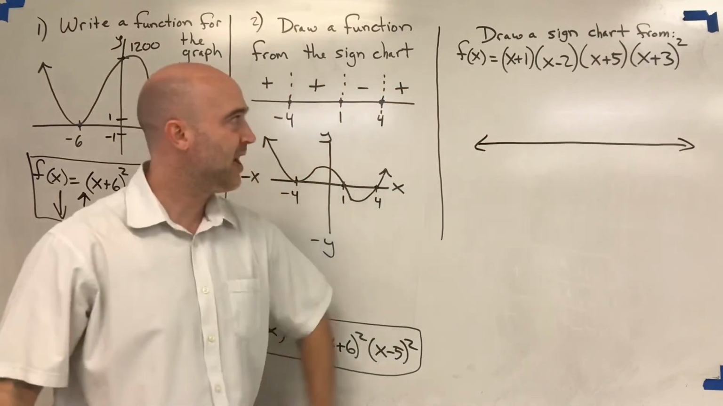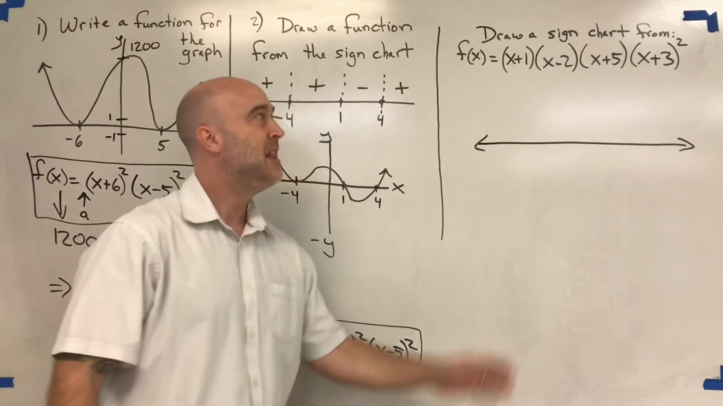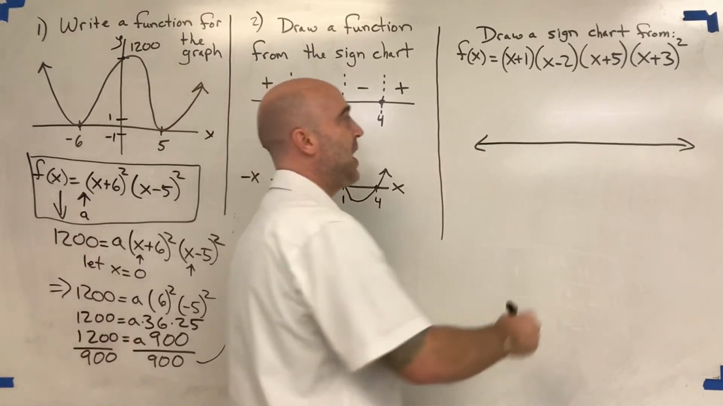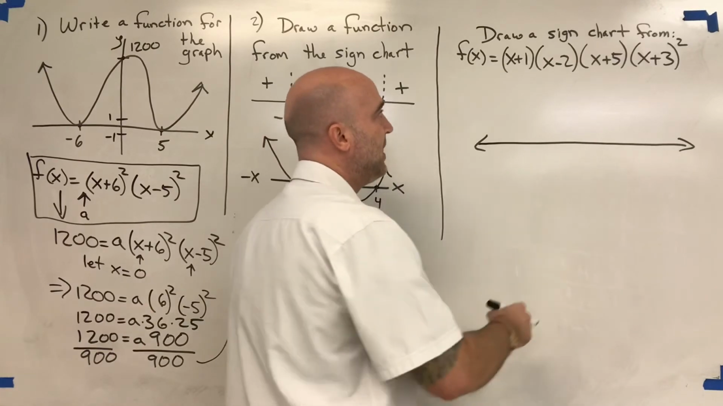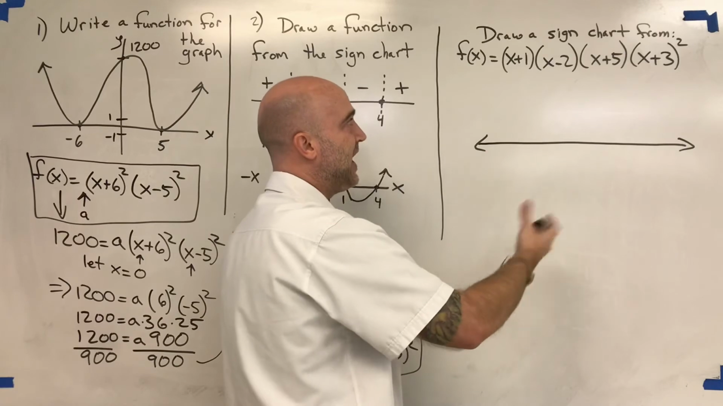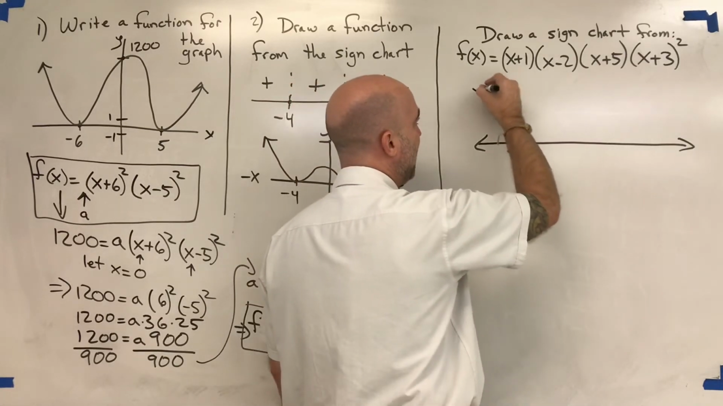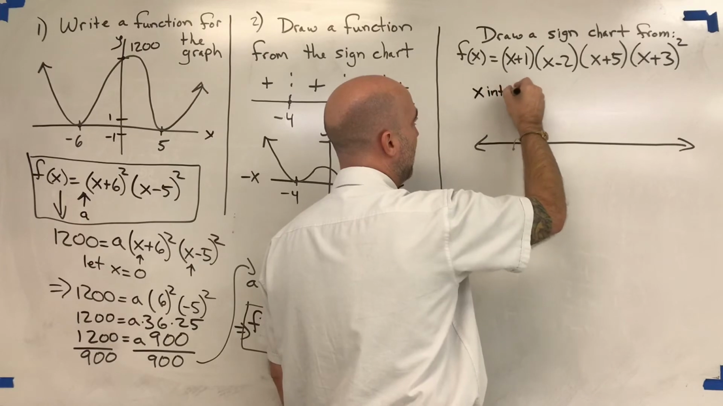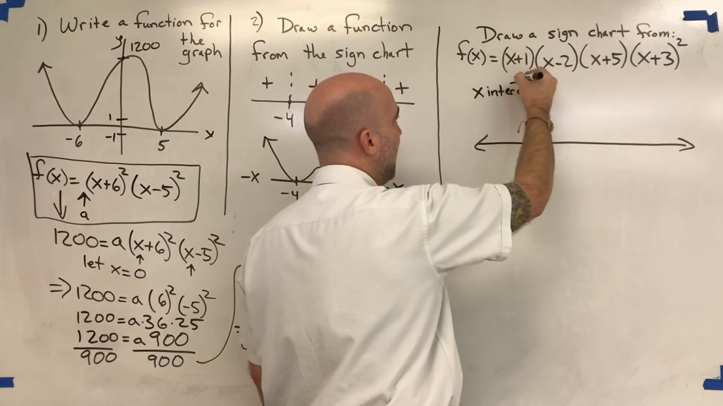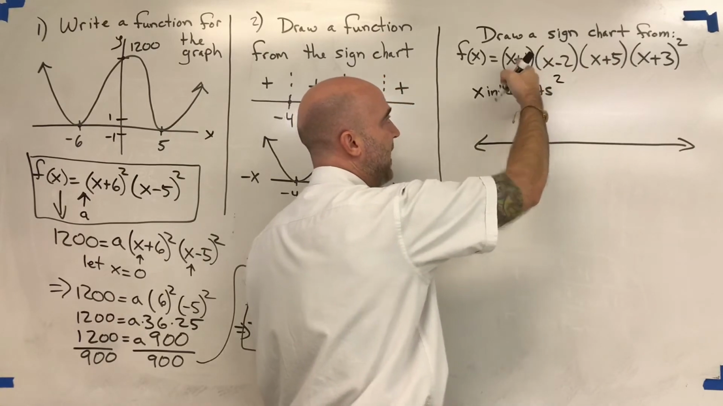First thing I want to take care of, it's already in factored form. Oh, that saves us a lot of work. That helps us find the x-intercepts. So I'd like to go in order on these. I'll take care of the most negative one. The x-intercepts right here, that's a negative 1. That's a positive 2. It's basically the opposite of whatever that is.